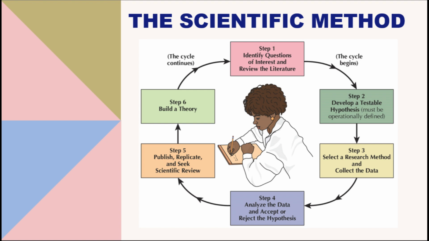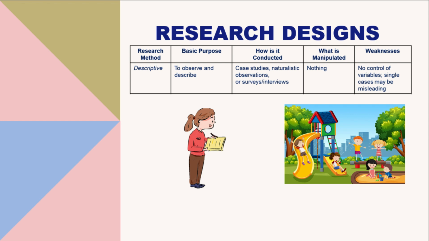It is a critical tool for advancing our understanding of human behavior and cognition in a systematic and evidence-based manner. Psychological research designs are systematic approaches that psychologists use to investigate and understand various aspects of human behavior and mental processes. There are several research designs in psychology, but here are three fundamental ones.